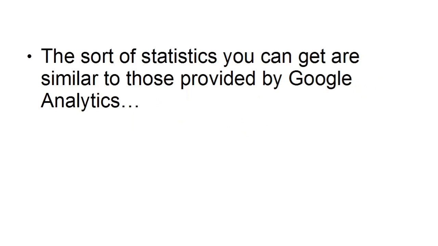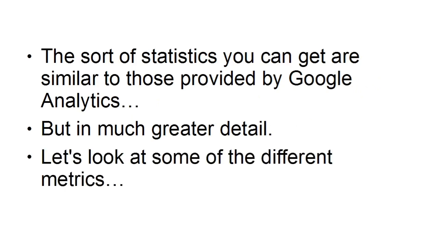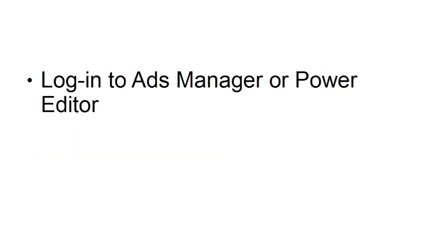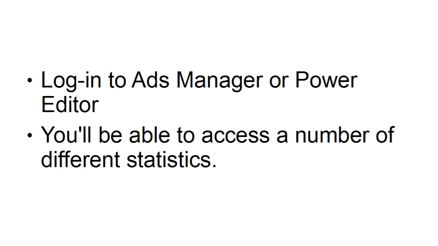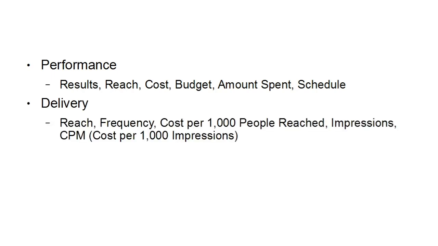The sort of statistics you can get are similar to those provided by Google Analytics, but in much greater detail. Let's look at some of the different metrics. First of all, you'll want to log into Ads Manager or Power Editor. You'll be able to access a number of different statistics. First of all, there's the performance, and this is the results, reach, cost, budget, amount spent, and schedule. Then there's delivery: the reach, frequency, cost per 1,000 people reached, impressions, CPM, that's cost per 1,000 impressions, and this is if you're doing CPM rather than PPC.